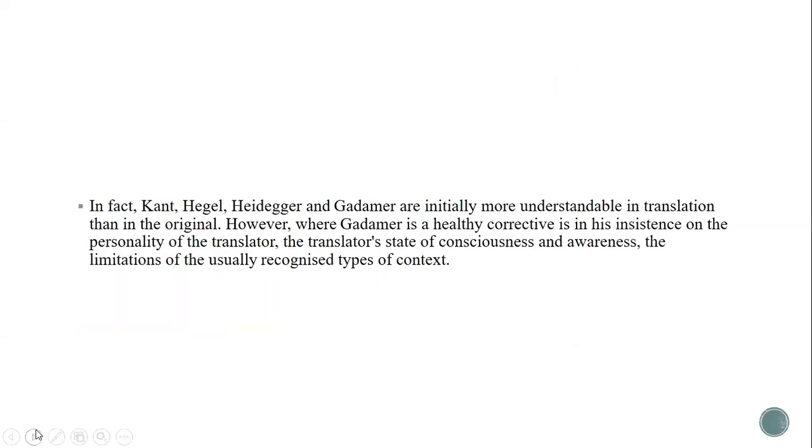In fact, Kant, Hegel, Heidegger, and Gadamer are initially more understandable in translation than in the original. However, where Gadamer is a healthy corrective is in his insistence on the personality of the translator, the translator's state of consciousness and awareness, the limitation of the usually recognized types of context.